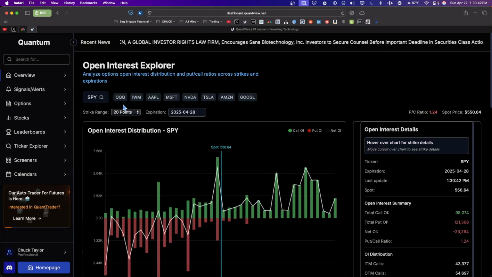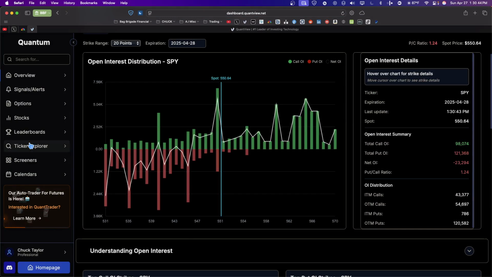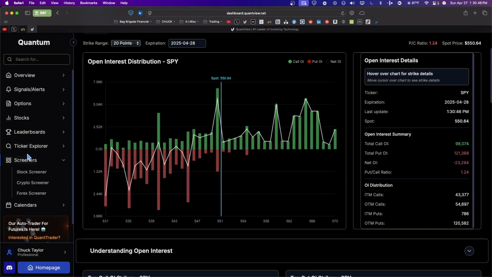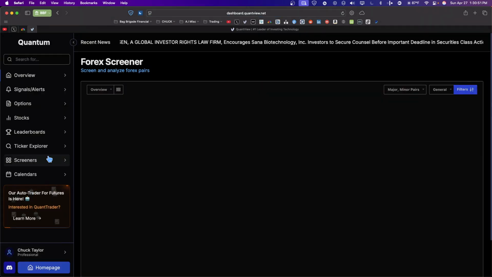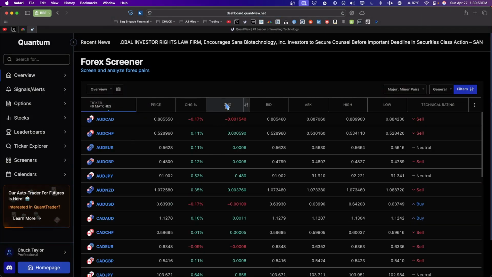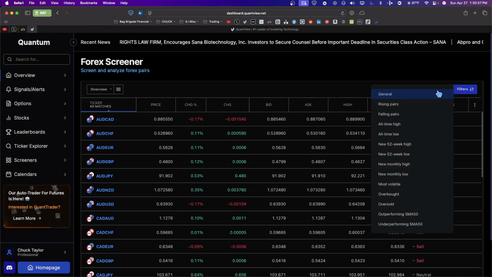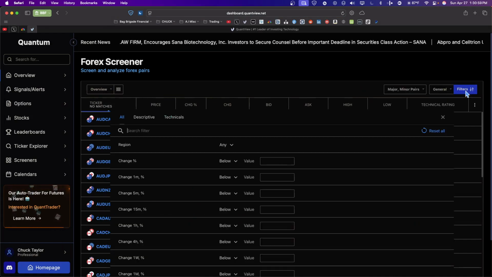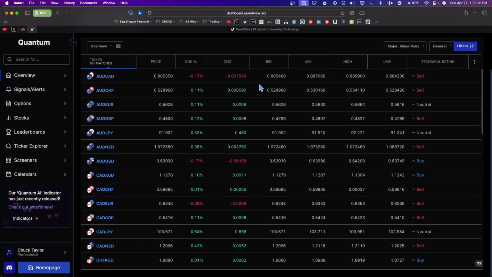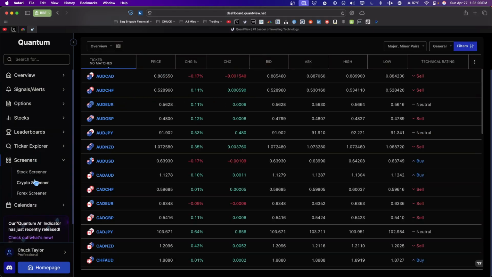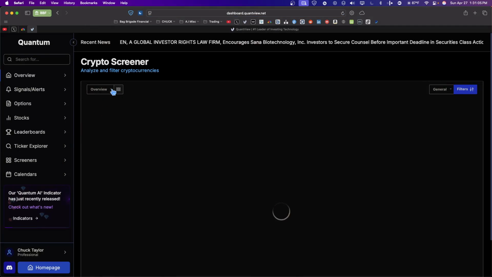So now, open interests. It's the same stuff. This stuff's all very explanatory. You got a crypto screener, a stock screener, and a forex screener. Okay, I'll quickly just show you. Very, very easy to understand. You can filter it out however you want to, just whatever you're looking for. Forex, crypto. There you go.